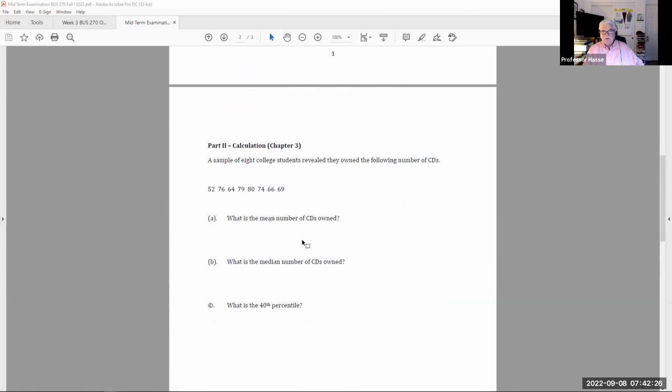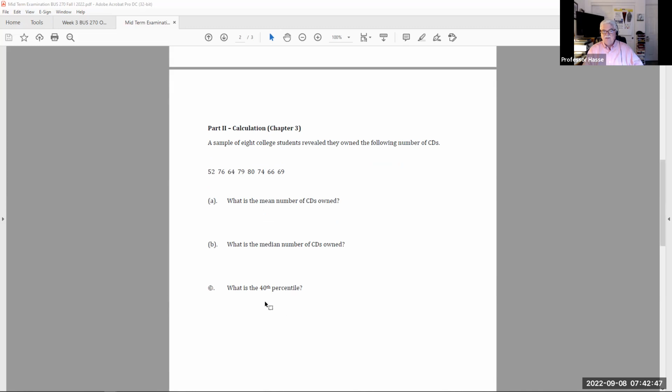The second section is having you do some calculations of numerical measurements taken from chapter 3. Here's a sample of 8 college students and how many CDs they owned. What is the average or mean of CDs owned? What is the median number of CDs owned? And what is the 40th percentile of this series of numbers?